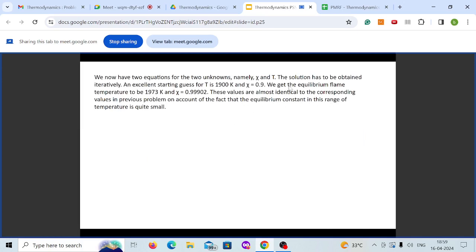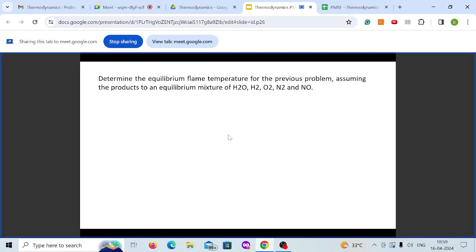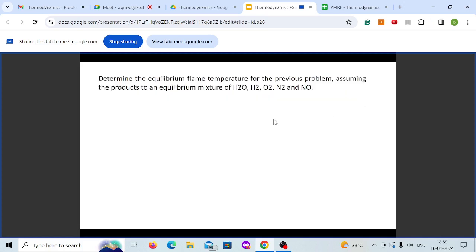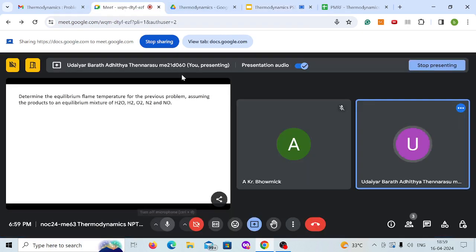This is happening because the equilibrium constant is very small, so that's why the temperatures are close. If the equilibrium constant is different, then you will see a difference in the temperature also. Any question in the previous problem?